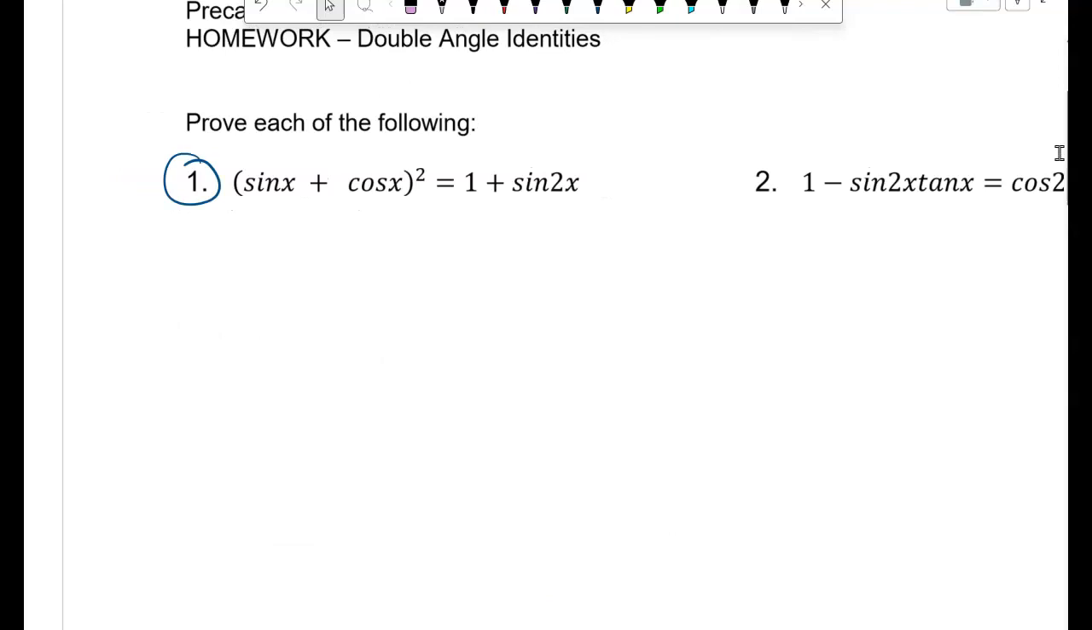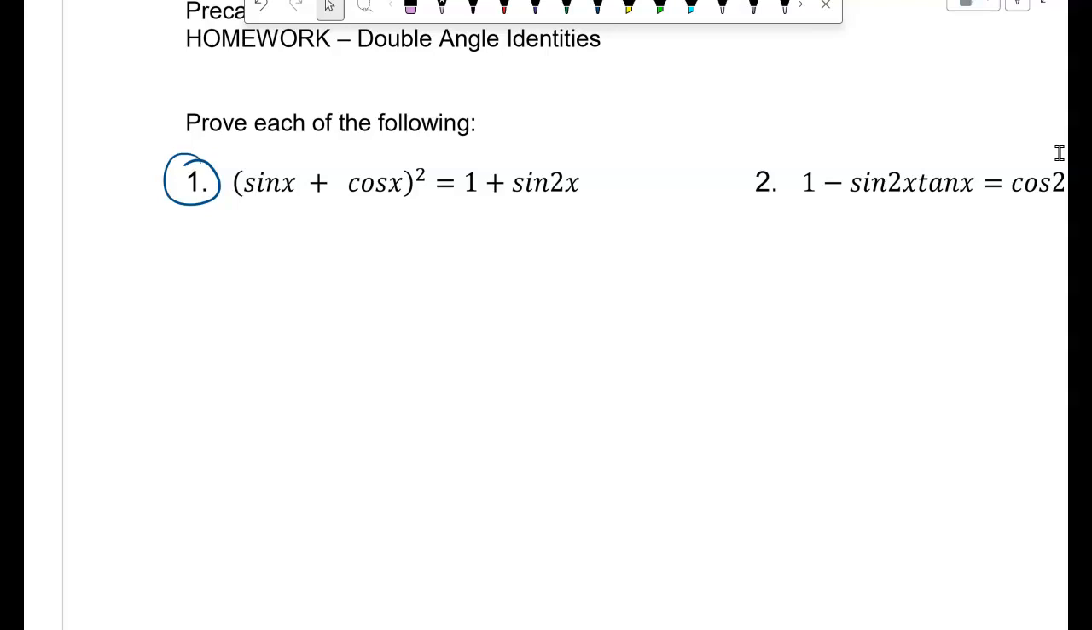All right, first one. We have the quantity sine x plus cosine x squared is equal to 1 plus sine 2x. Now, you have to decide which is the uglier looking side. I think left on this one, just because I have a quantity being squared. Would you guys agree with that?